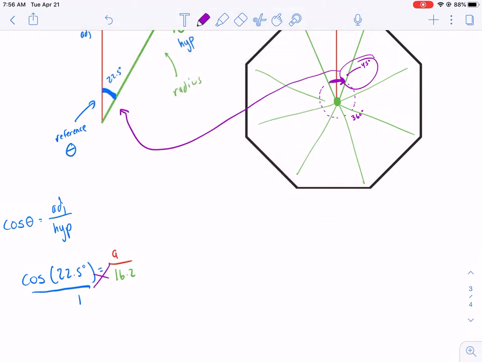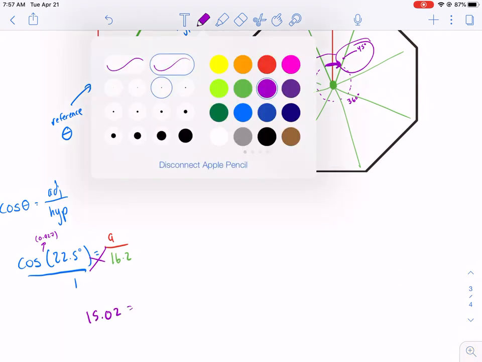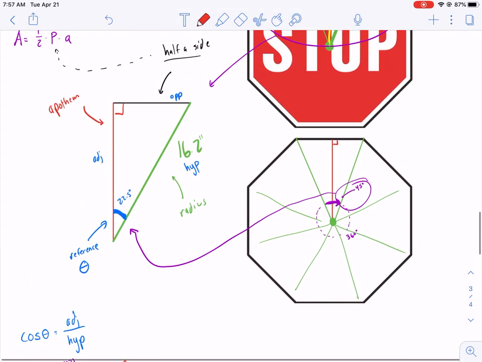So the first thing I'm going to do is cosine 22, and I get 0.927. So we'll write that. This becomes 0.927. But I'm going to multiply this right away times 16.2. I'm going to cross multiply this one first, and I get 15.02. And then a times 1, of course, that's just a. So now I have my apothem. My apothem is 15.02 inches.